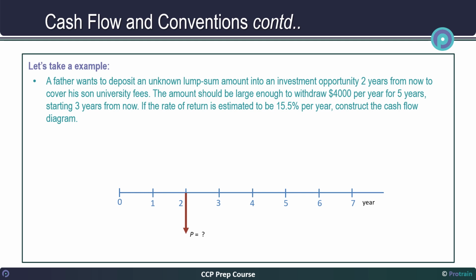Let us go to the next part. The father wants to withdraw $4,000 for 5 years from the 3rd year onwards. As he is receiving money here, it shall be shown by an upward arrow. Let us show that now. As we know that this is an equal annual payment, we shall denote this by A equal to $4,000. The rate of return is 15.5%. Let us write that as well.